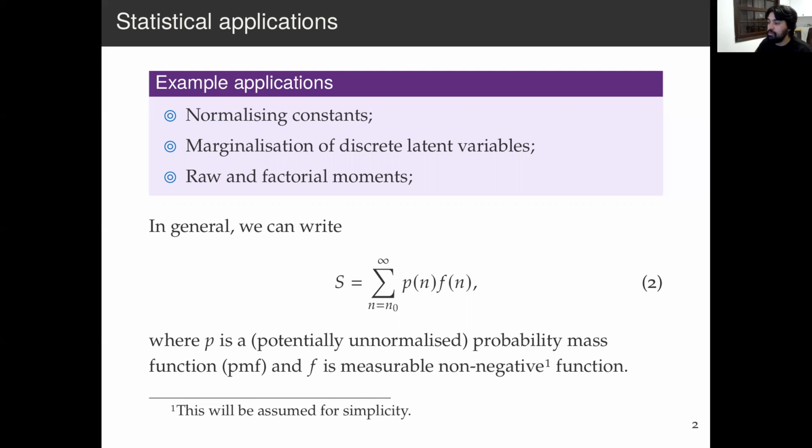In particular, you can represent the problem as some measurable function f and some PMF, not necessarily normalized. So you're trying to sum something that is a product of these two entities.